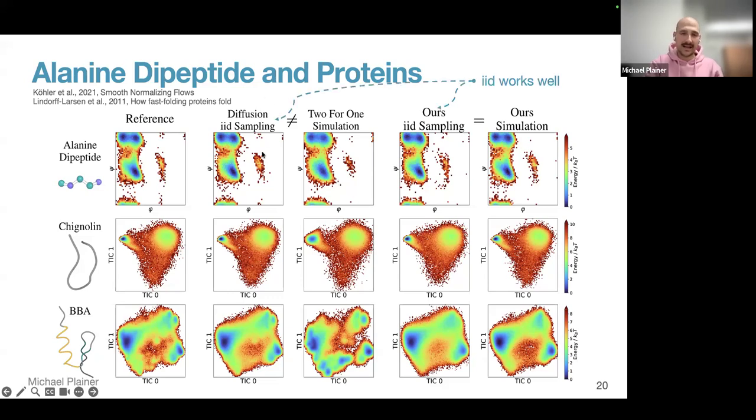And we can see that IID sampling works very well for all systems. So let's say diffusion sampling works well. It looks like the reference for chignolin, for BBA, and also for our method. Yeah, diffusion works.